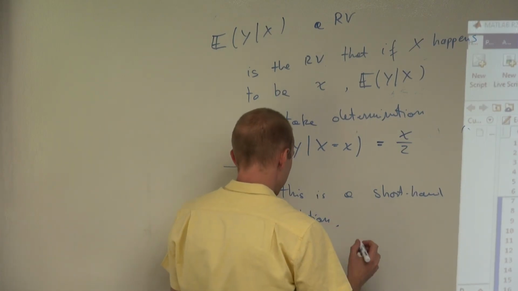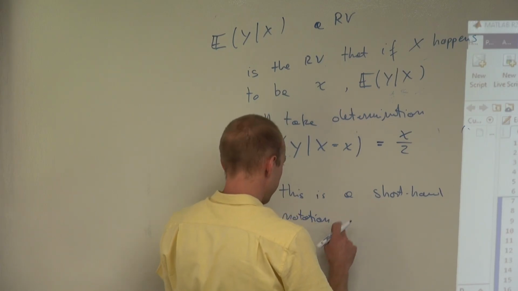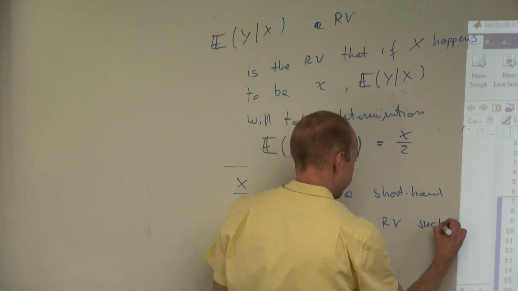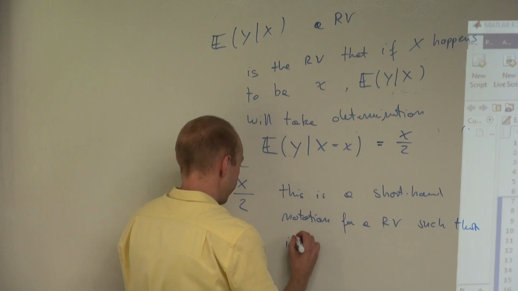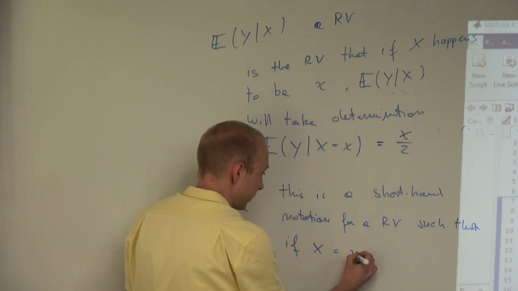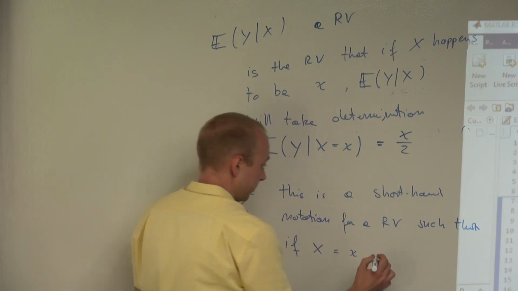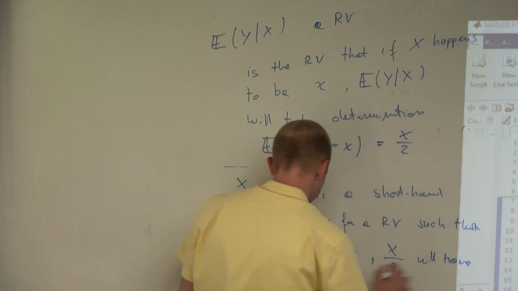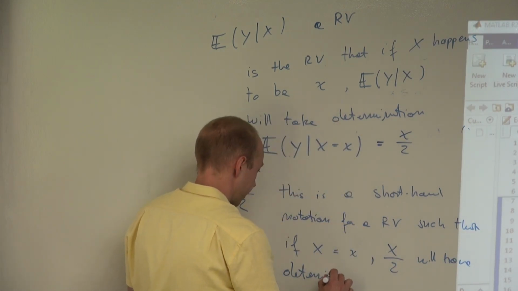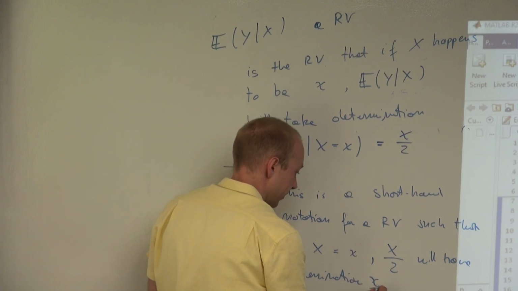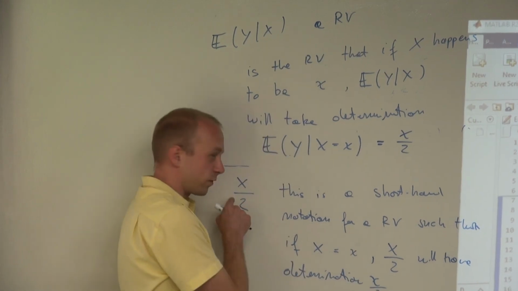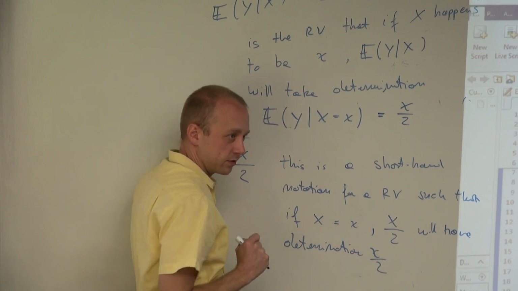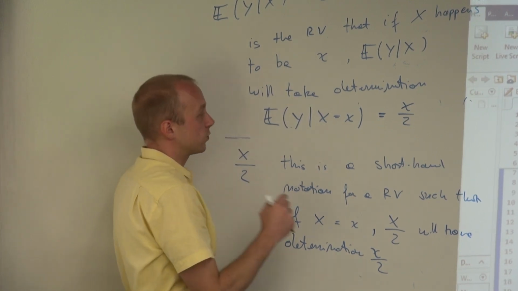But that practically works like this: it is a shorthand notation for a random variable such that if x happens to be this value, x divided by 2 will have a determination x divided by 2, no? Yes? So when you write this, what do you mean? You mean something that if x happens to be 5, this is 5 divided by 2, no? Usually, no?